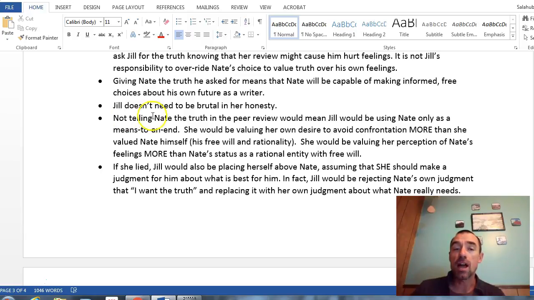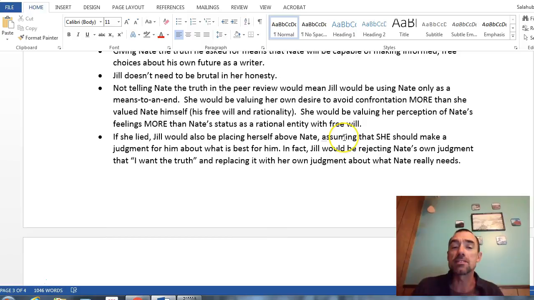If Jill chose to not tell Nate the truth, she would be using Nate only as a means to an end. Jill would be valuing her own desire to avoid confrontation, right, more than she valued Nate himself. She would be valuing her perception of Nate's feelings more than she's valuing Nate's status as an entity with free will. You know, there's all kinds of ways you could think about why she's using Nate or how she's using him. What is it that the end really is? It's her own desire to not have to have confrontation. It's her own desire not to feel bad herself. It's her own desire not to be in a situation where someone else is feeling bad. But in any case, if Jill lied, she's placing herself above Nate, right? She's assuming that she's the one who should be making judgments for him.